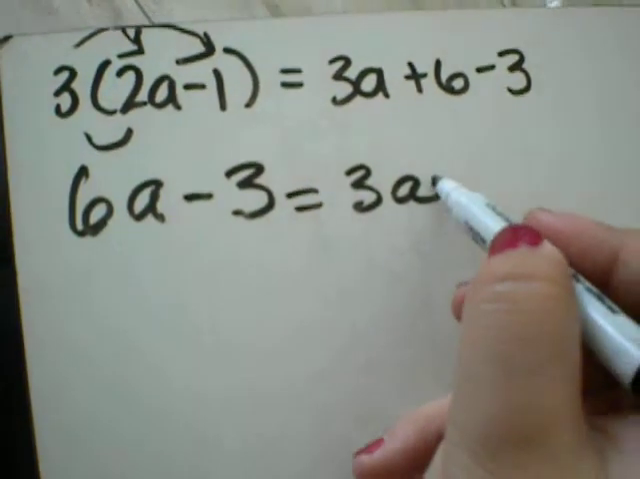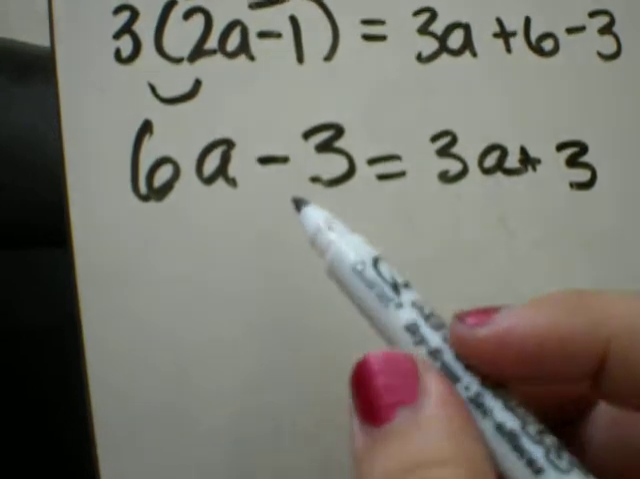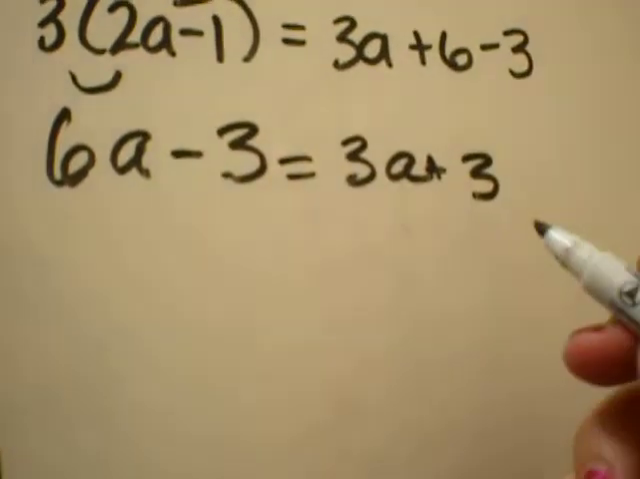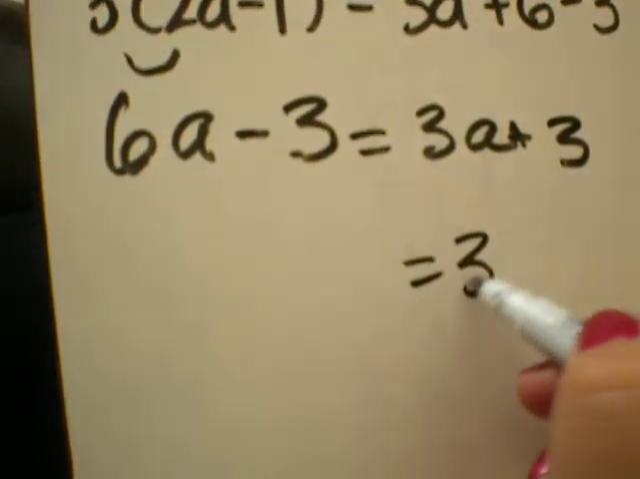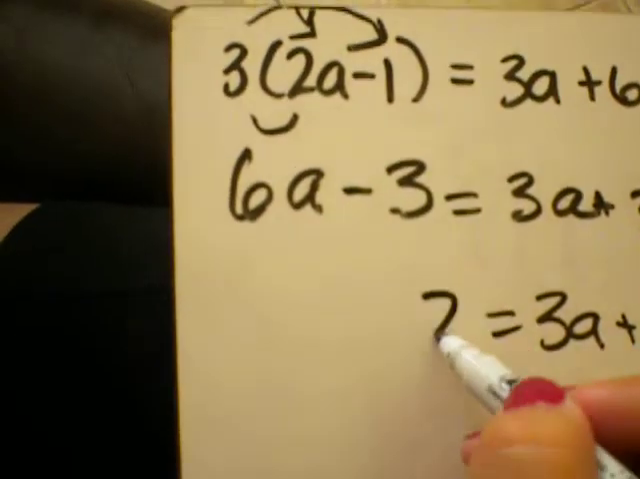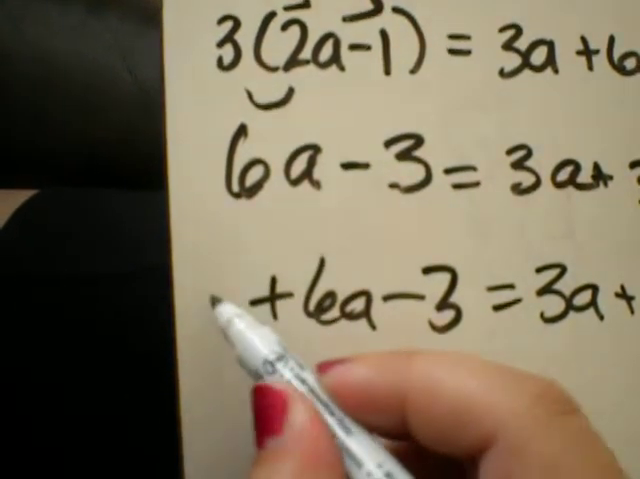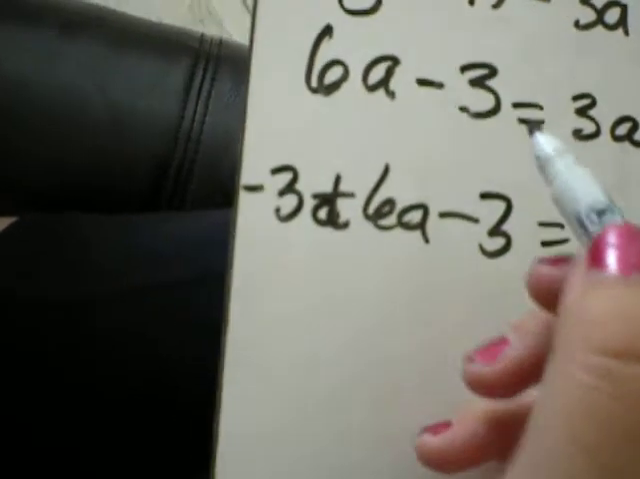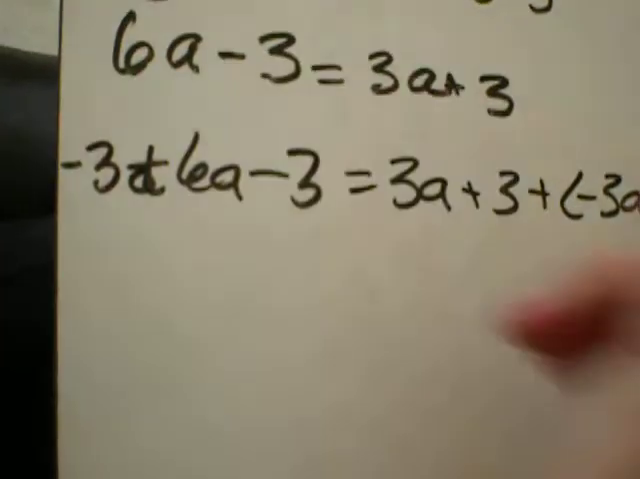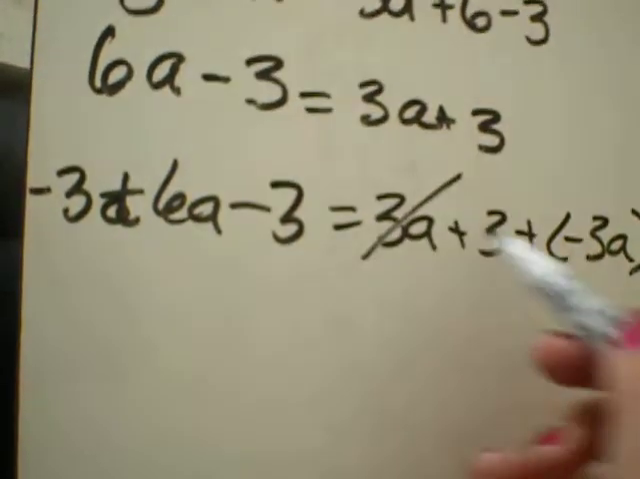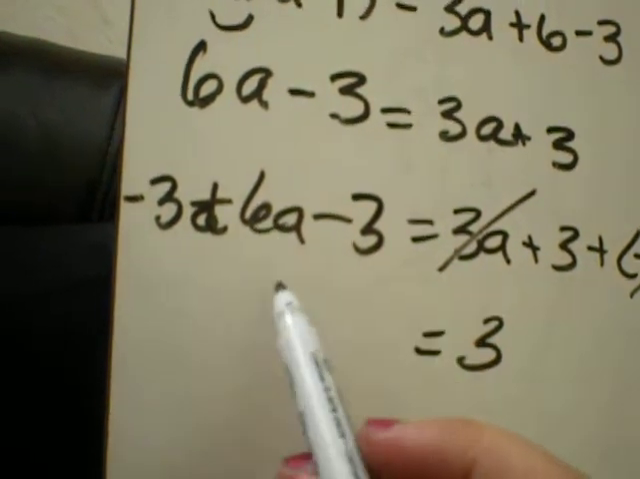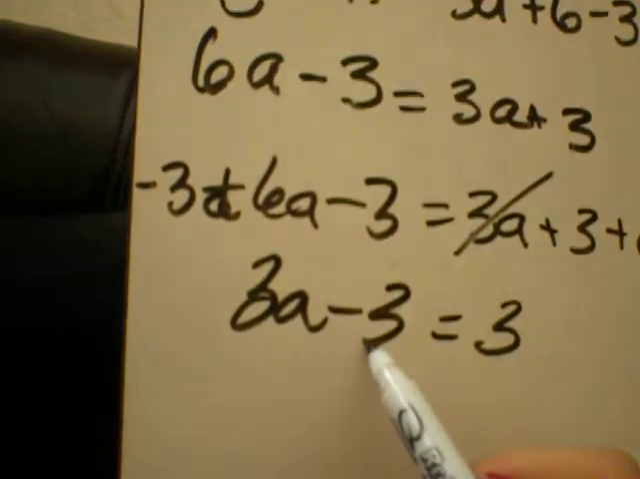6 minus 3 is 3. Okay, now, just like the other problem, we're going to move the smaller a to the other side. So you're going to add -3 to both sides. Okay? -3a, -3a. You can barely see that one. Okay, here these will cancel out and just leave you with 3. Here, these two will combine to make 3a minus 3.